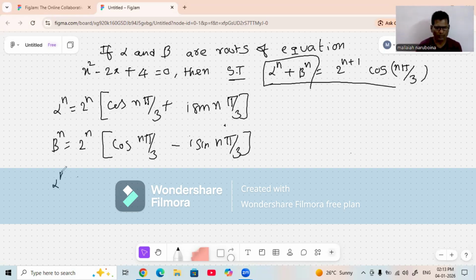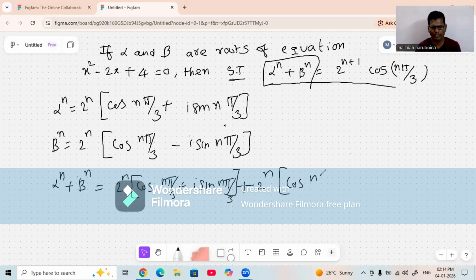Alpha to the power of n plus beta to the power of n, this value we have to calculate. So alpha to the power of n is 2 power n of cos n pi by 3 plus i sin n pi by 3, plus beta to the power of n, that is 2 power n of cos n pi by 3 minus i sin n pi by 3.